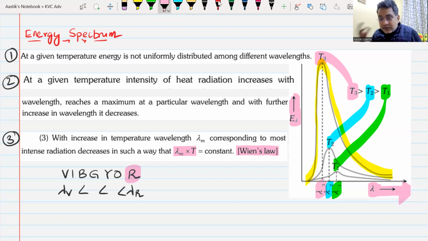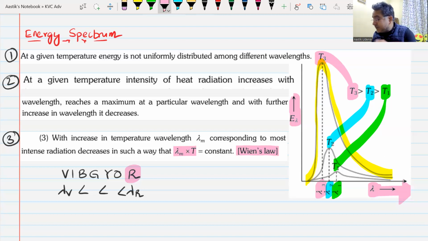The iron block will first become red, then orange, then yellow, then green, then blue, then indigo, then violet, and after violet, we will stop seeing the color. Do we understand this? Understood, sir. When you increase the temperature, the energy of all wavelengths increases.